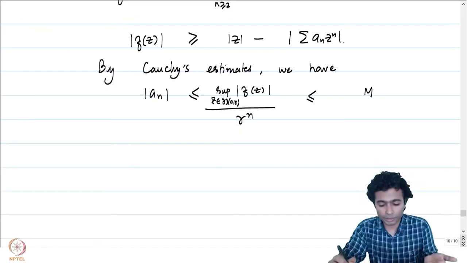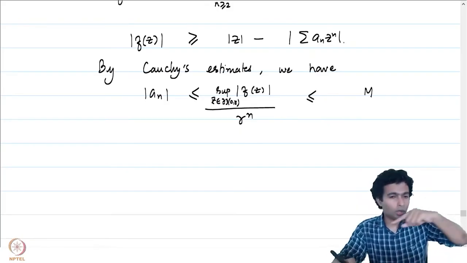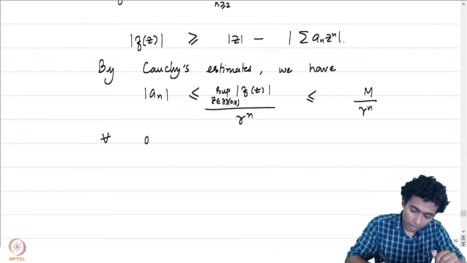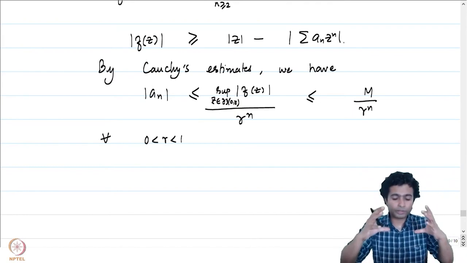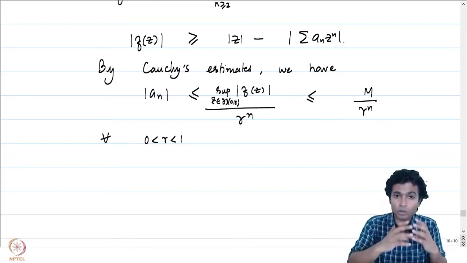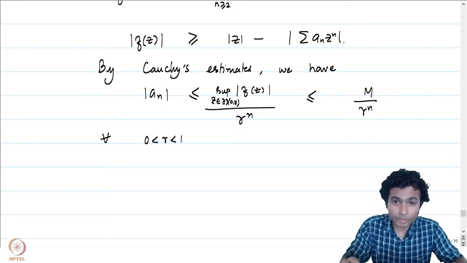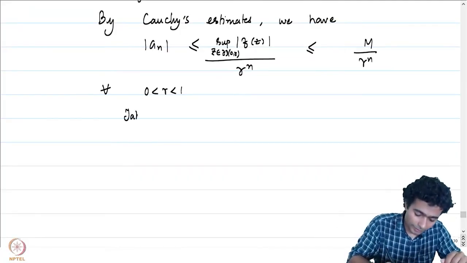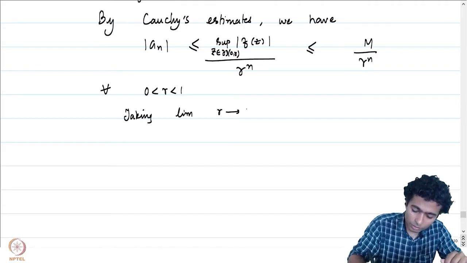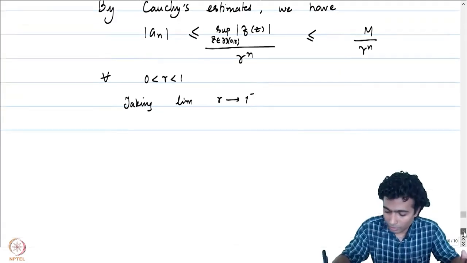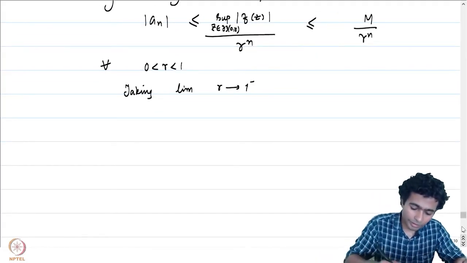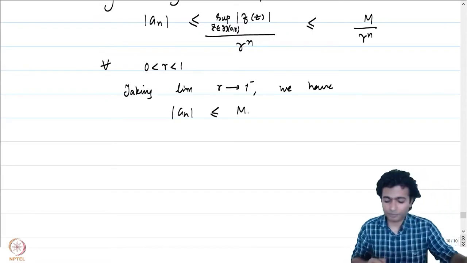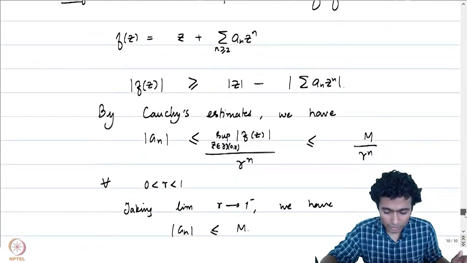Because the absolute value of f of z is less than or equal to M for all z in D, in particular on the circle of radius r, this is also going to be bounded. And this is true for all r less than 1. Remember that f is defined on the unit disk. So in a smaller disk of radius r where r is less than 1, we can talk about the Cauchy estimates. Now by taking the limit as r goes to 1 from the left, we have the absolute value of a_n is less than or equal to M. So this is what we get to conclude by the Cauchy estimates when we consider the coefficients.